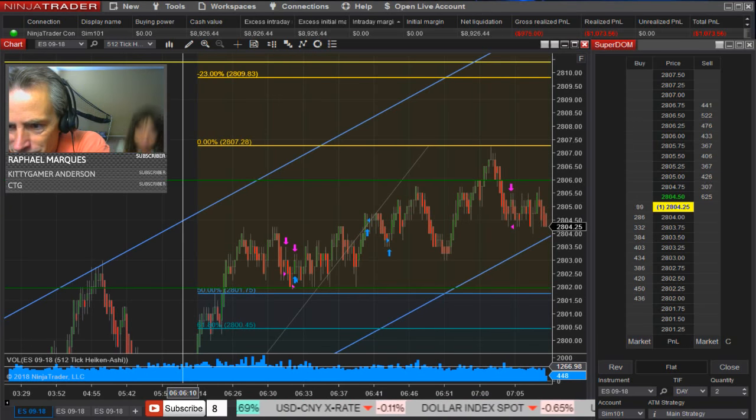So we're just waiting here. It's in a sideways pattern right now, and we're hoping it'll bounce off the bottom of that channel and continue on upwards.